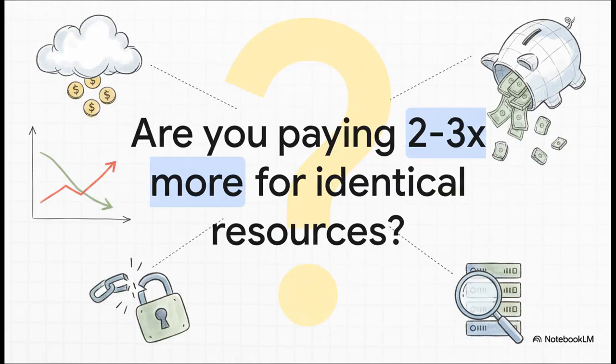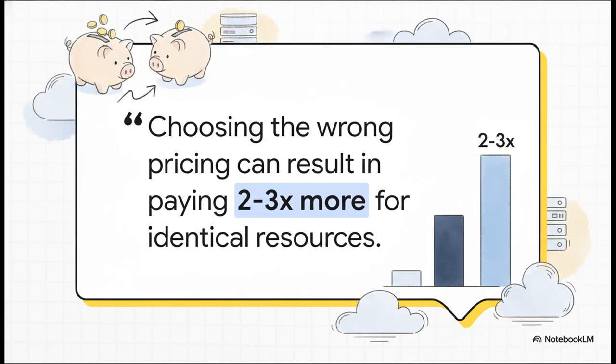This is why we're here. We're not talking about saving a few pennies. We're talking about the very real possibility that you might be paying double or even triple what you need to be. And that's not just me saying it. This is a direct quote from the FinOps 101 report, and it's a huge wake-up call, right? Paying 2 or 3 times more for the exact same stuff. That one choice can literally make or break your budget.